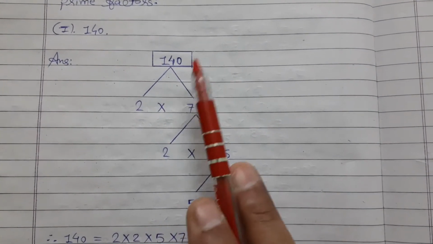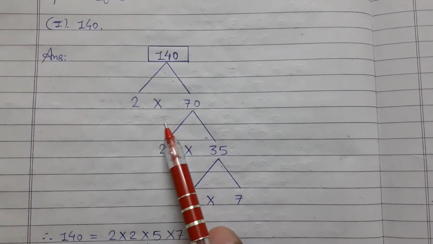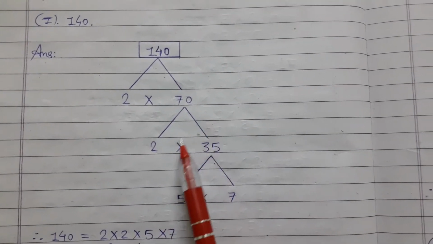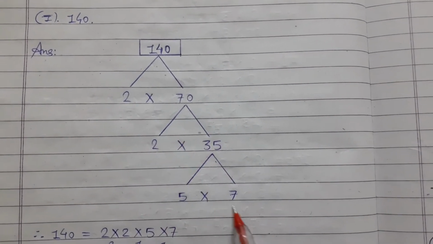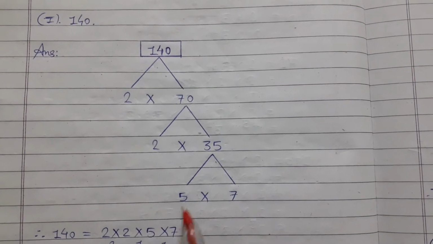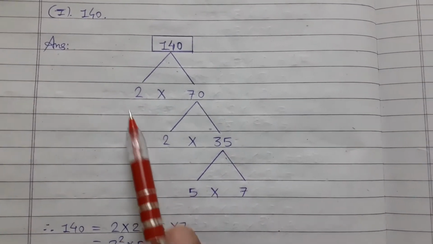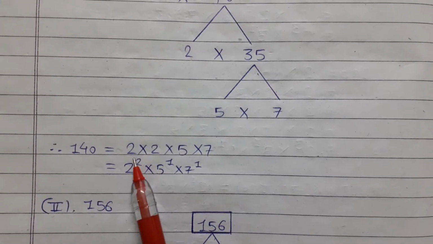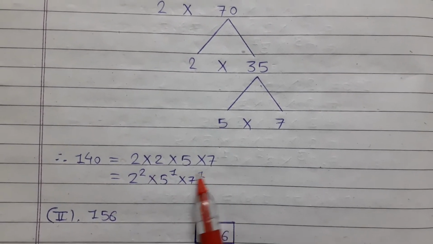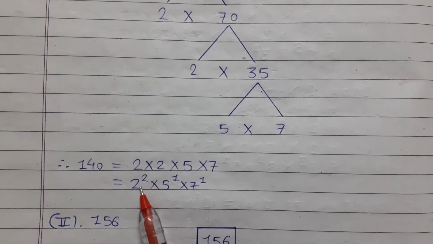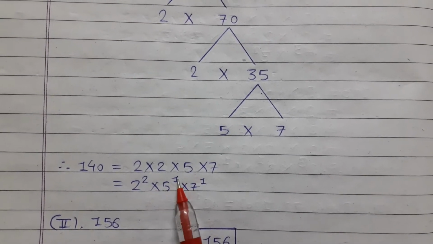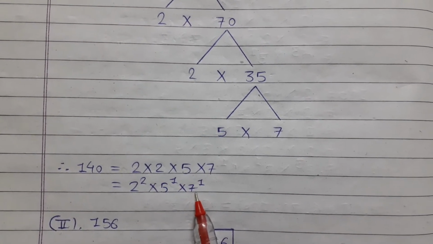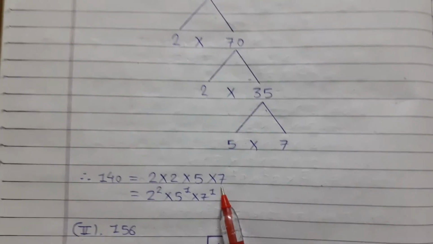The prime factors of 140: 2 into 70 is 140. 70 means 2 into 35. 35 means 7 fives are 35. So the total factors are 2 into 2 into 5 into 7. So the factors of 140 are 2 into 2 into 5 into 7. Here 2 comes 2 times, therefore 2 raised to 2. 5 comes 1 time, therefore 5 raised to 1. And 7 comes 1 time, therefore 7 raised to 1.